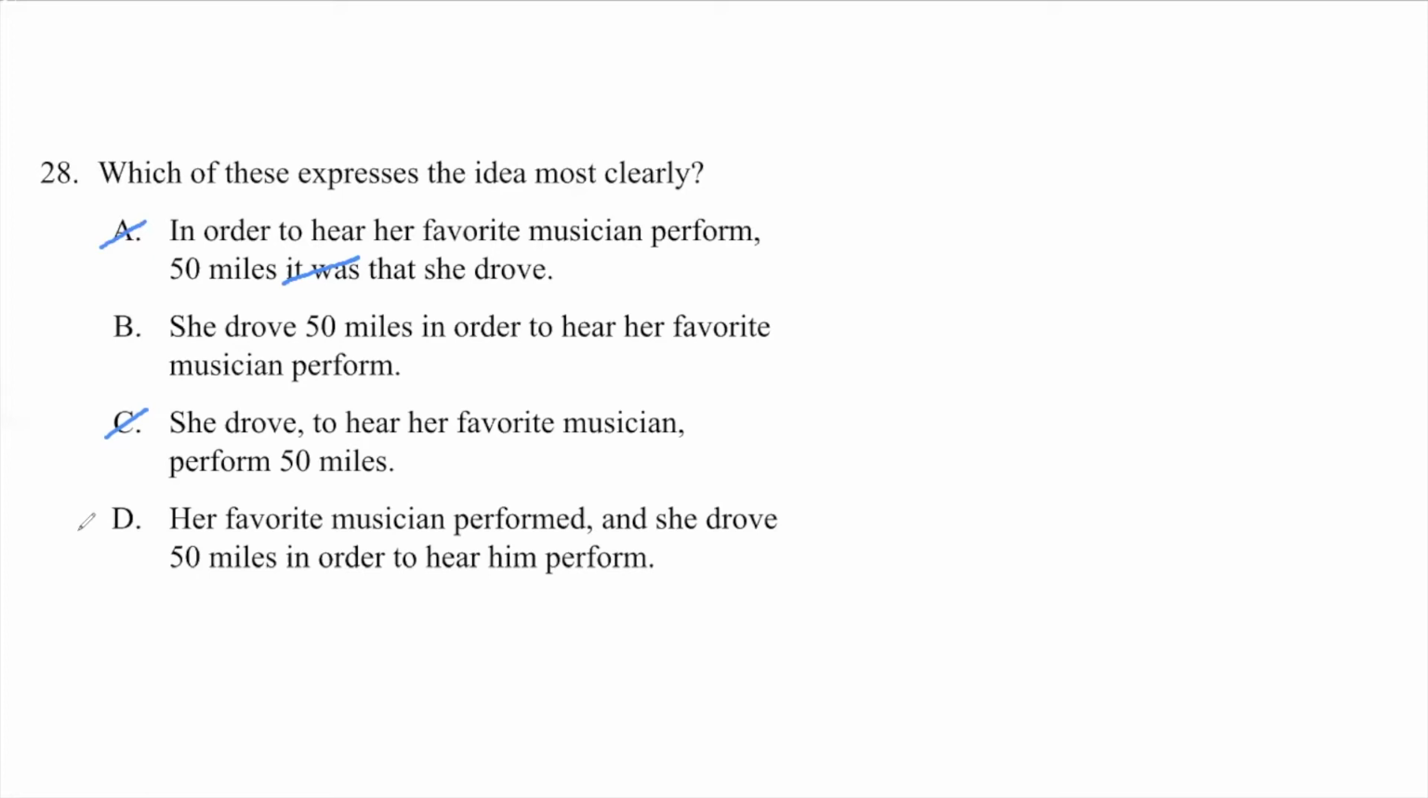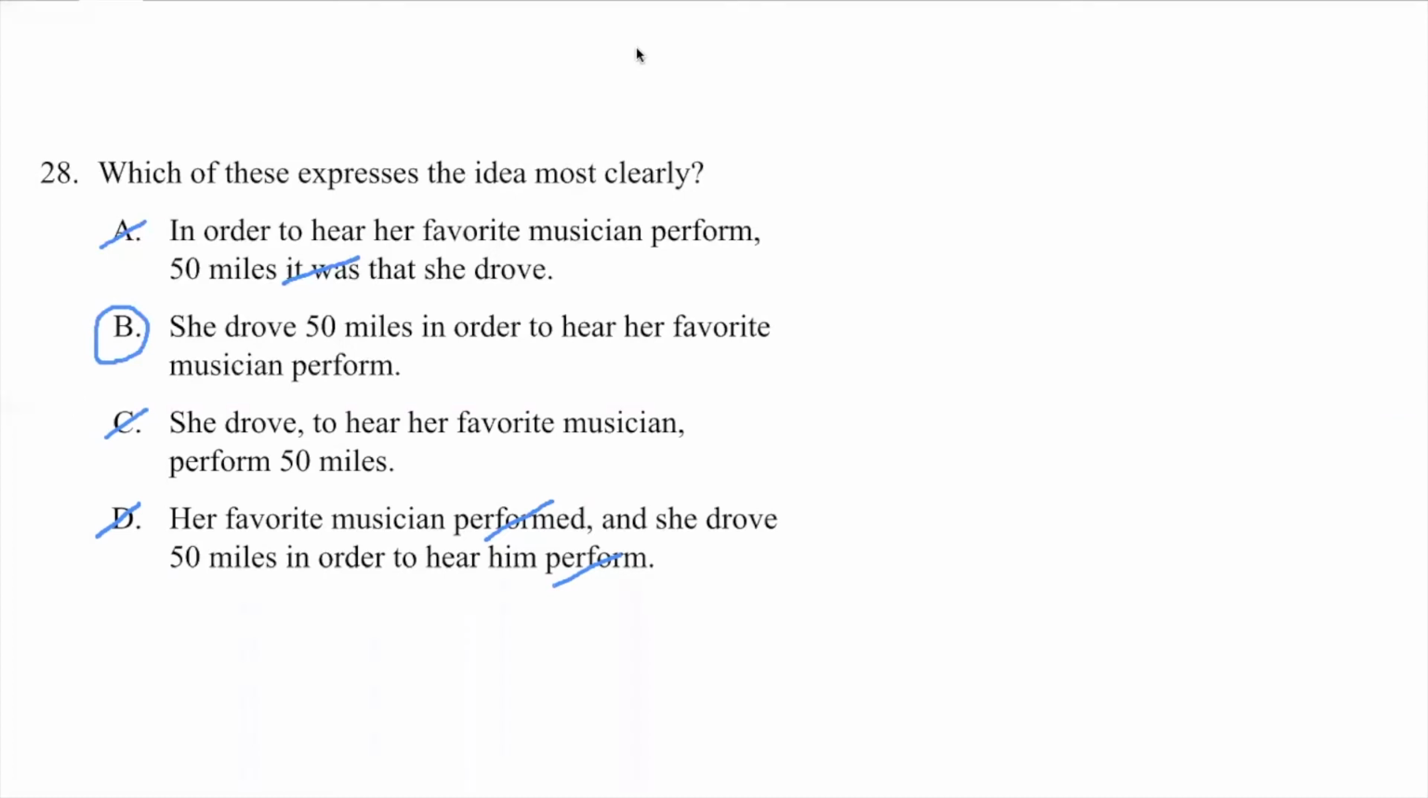Let's read D again and see if we feel okay about eliminating it. Her favorite musician performed, and she drove 50 miles in order to hear him perform. Sure enough, there's something very repetitive here. They've used the word perform twice and said something that's already been stated once in the earlier part of the sentence. So that's probably too long, too wordy, or too repetitive. We'll double check one more time to make sure B sounds correct. She drove 50 miles in order to hear her favorite musician perform. Sounds good to me.